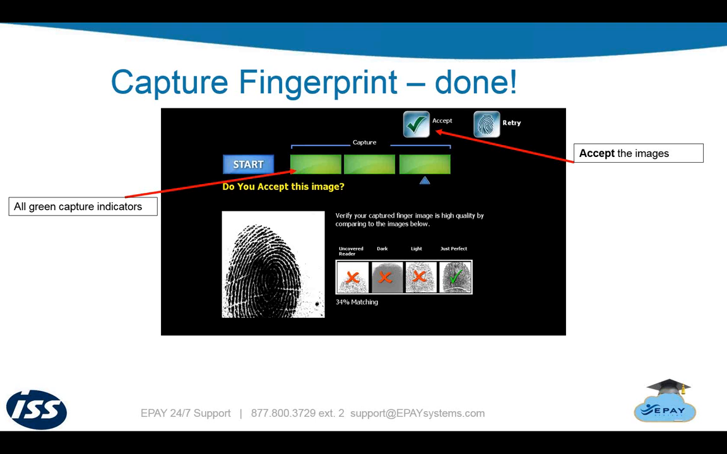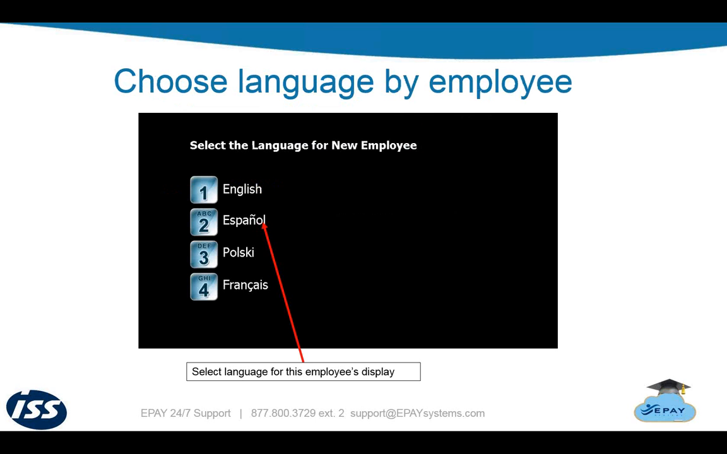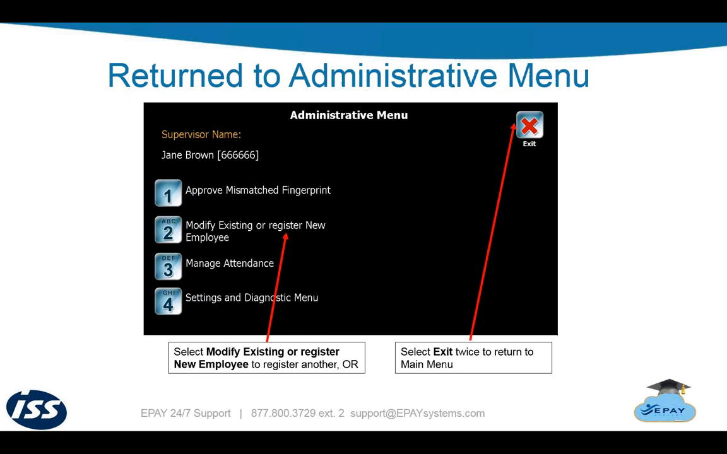It's going to download that information to the clock. It's going to ask you to go ahead and select the language. Currently, we still are just offering the 4 languages of English, Spanish, Polish, and French. So you'll select their language. And then you can either register another employee, or you can exit out of the menu and go about what you need to continue working on.